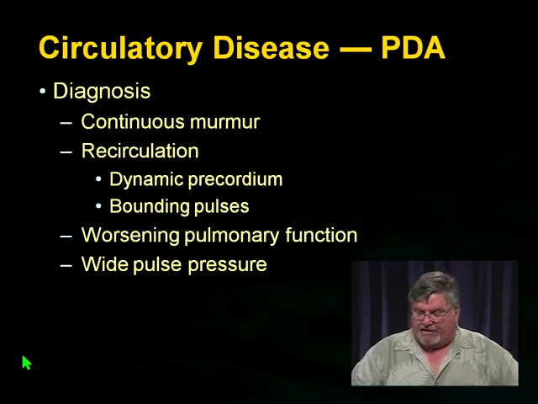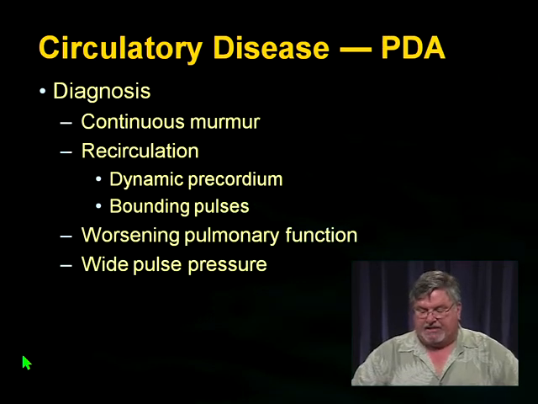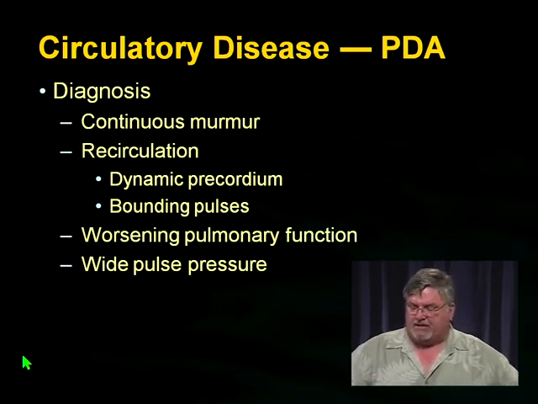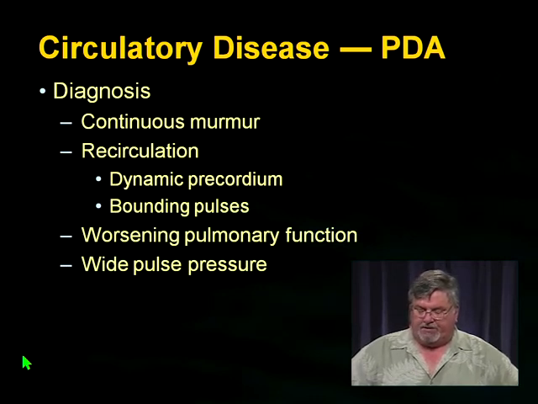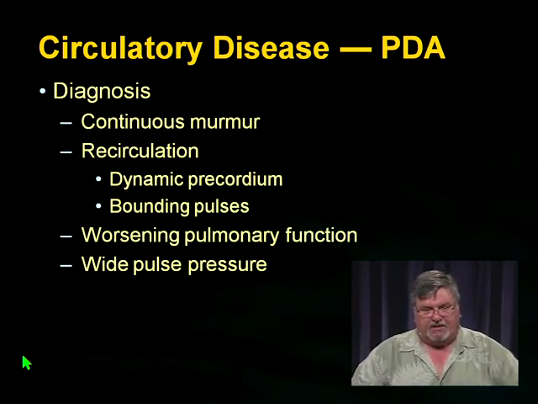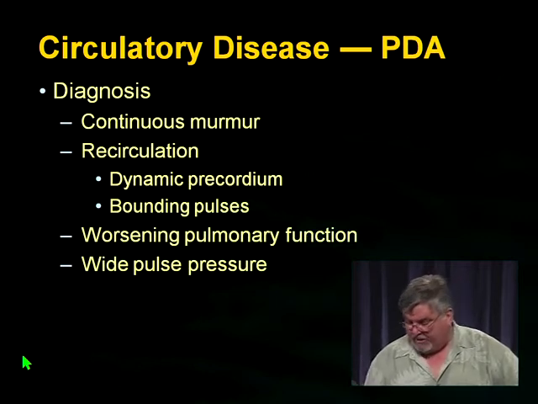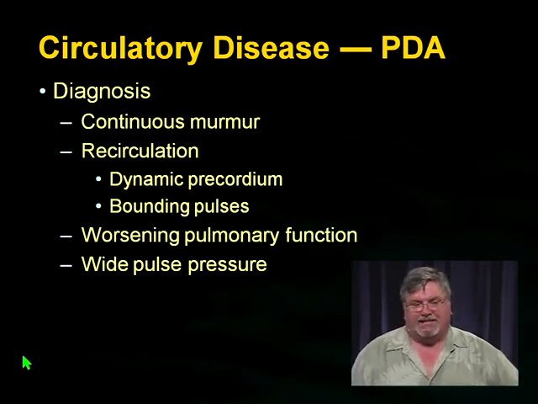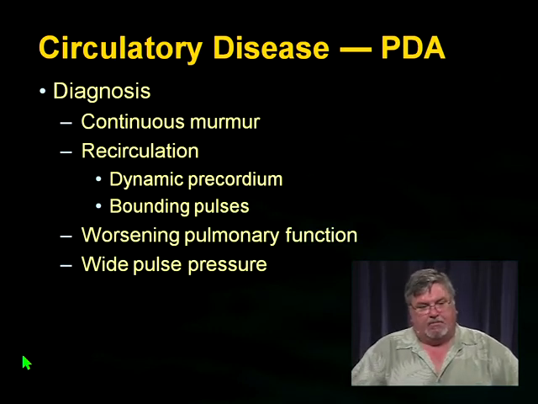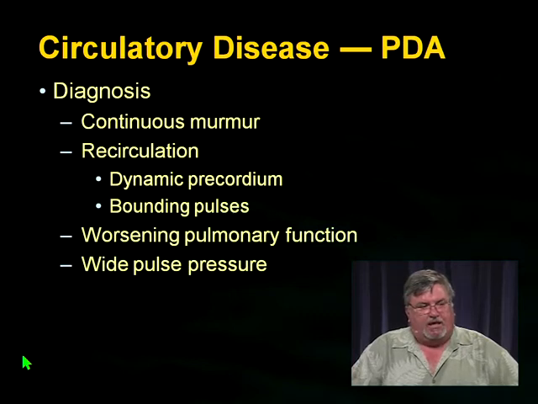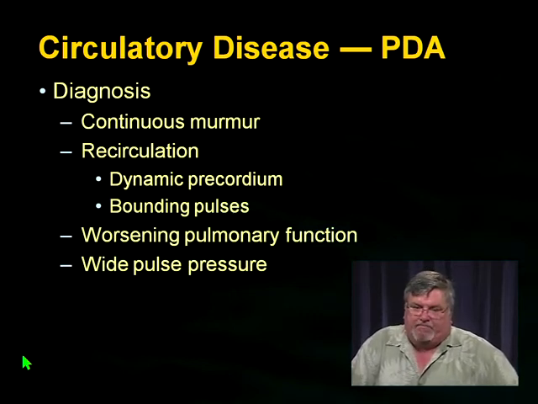How do you make the diagnosis of patent ductus? This is the classic way. Continuous murmur, so a murmur that extends past systole. Hyperdynamic precordium, bounding pulses. Eventually, because they start to flood their lungs, they get worsening pulmonary pressure, pulmonary function, and they have wide pulse pressures. That's not the same thing as a mean pressure. A pulse pressure is the difference between systolic and diastolic, and generally greater than 20 torr, 20 millimeters of mercury, is a widened pulse pressure.